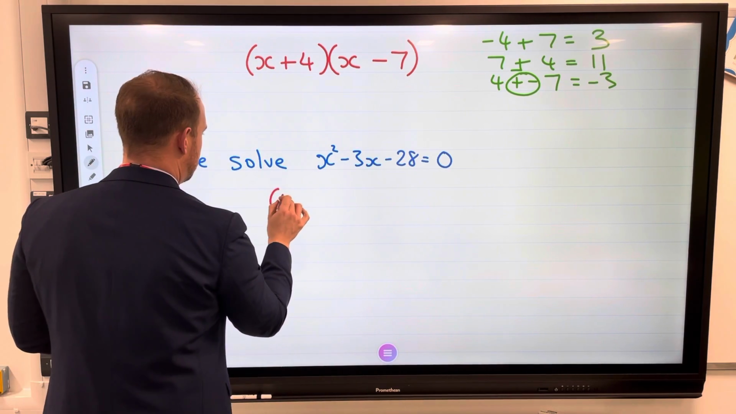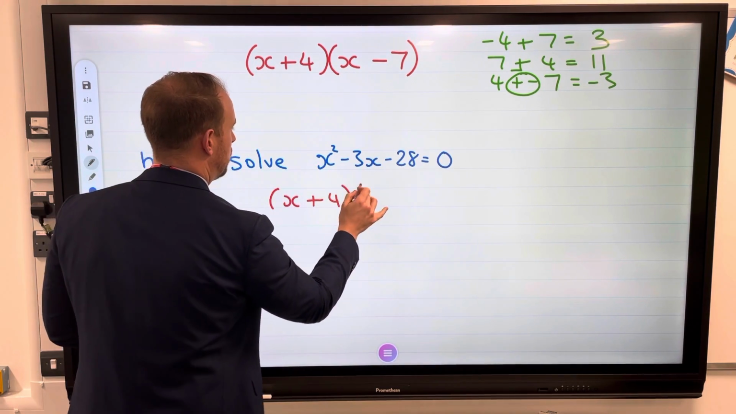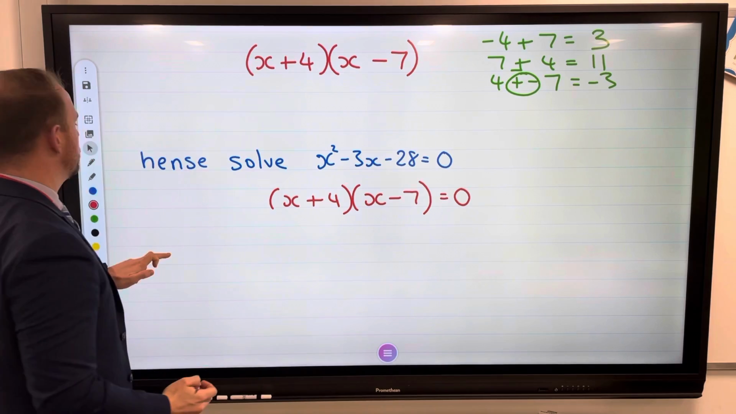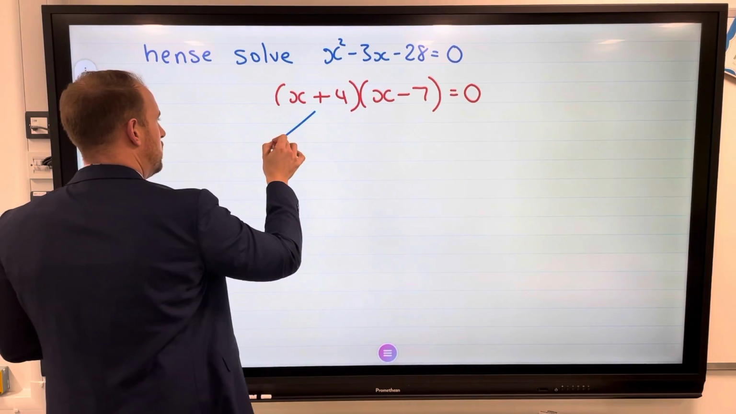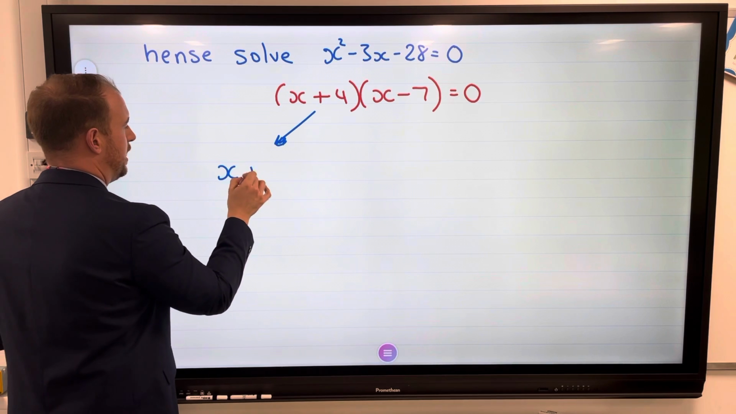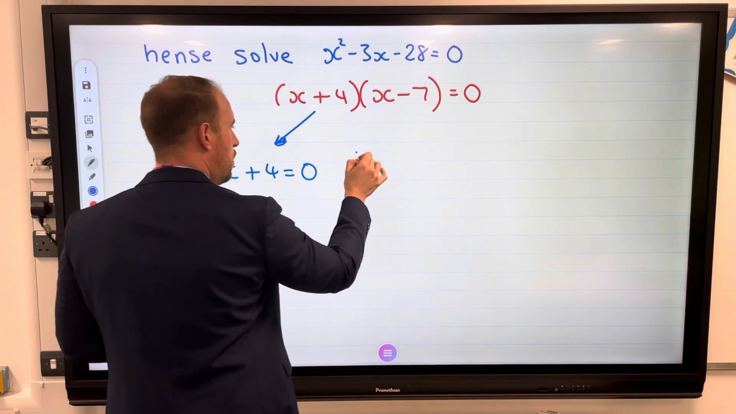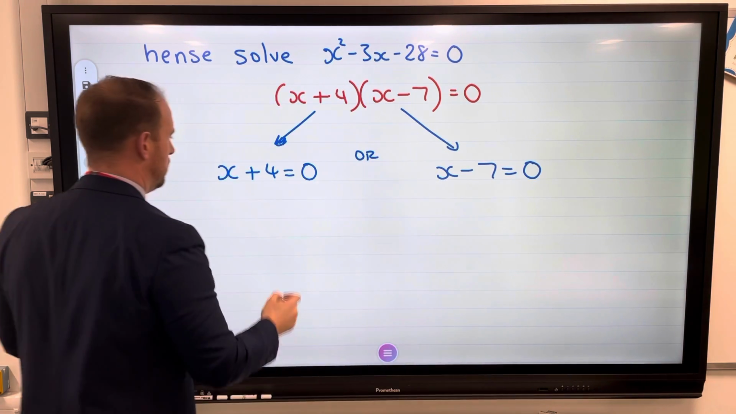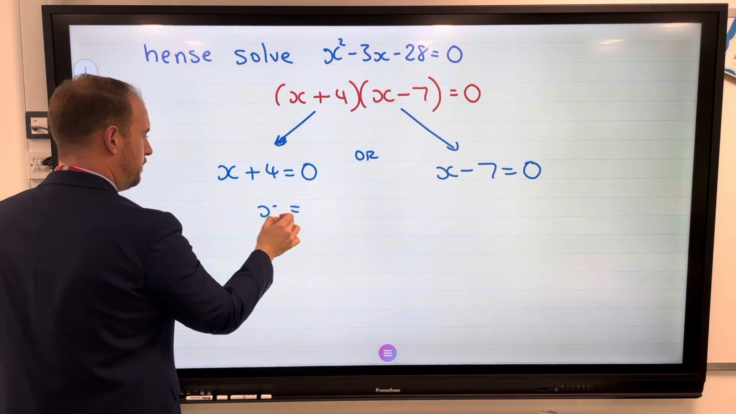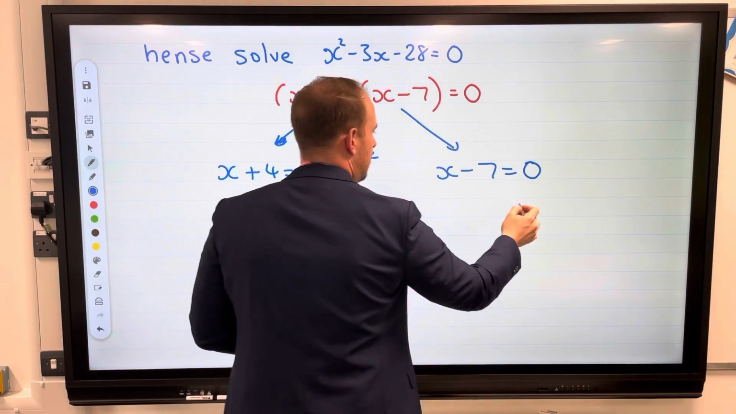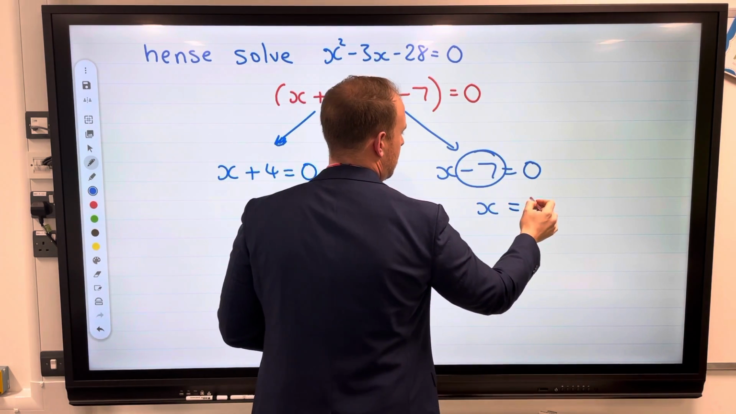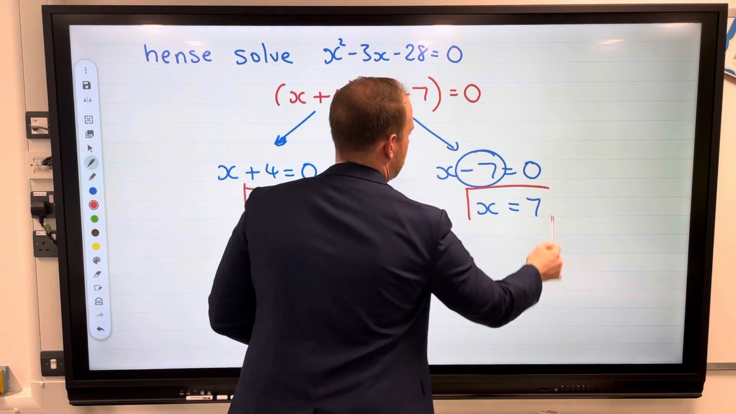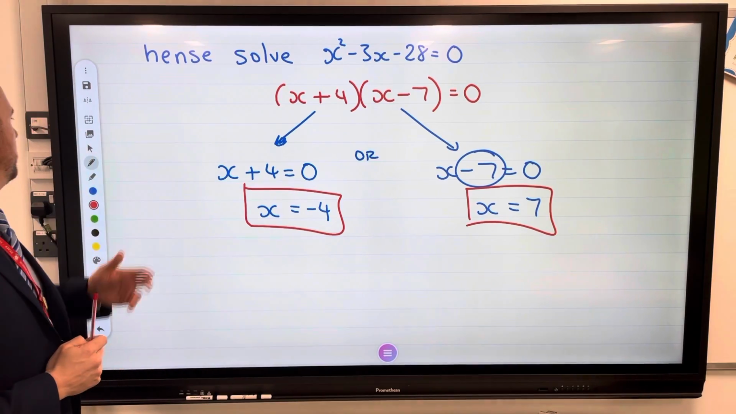Bring your answer down. When we factorized, we had x plus 4, x minus 7, and it's going to equal 0. To solve then, we're going to have two answers. We're either going to have x plus 4 equals 0, or x take away 7 equals 0. The inverse of plus 4 is minus 4, and the inverse of negative 7 is a positive 7. So there are my two answers, the two values for x: one being minus 4, one being 7.